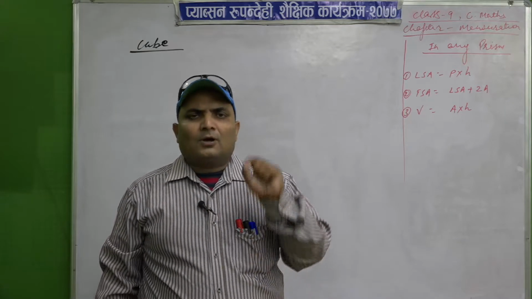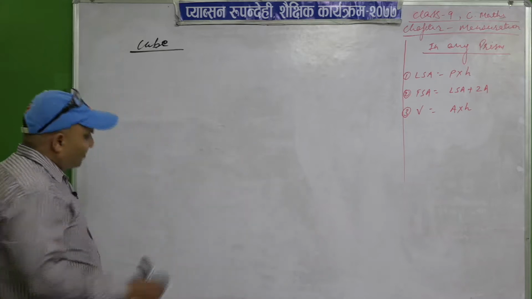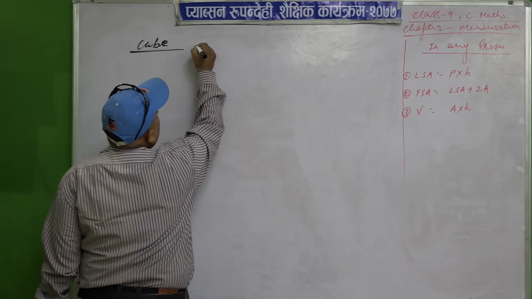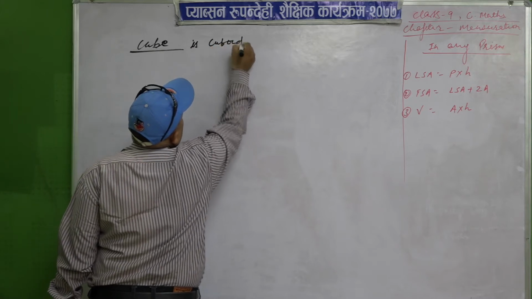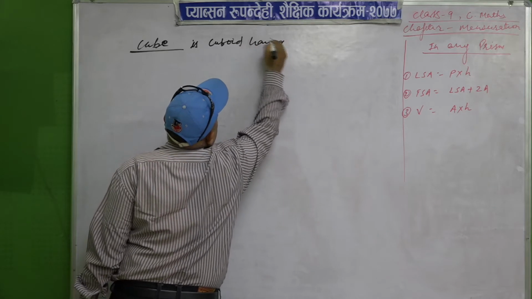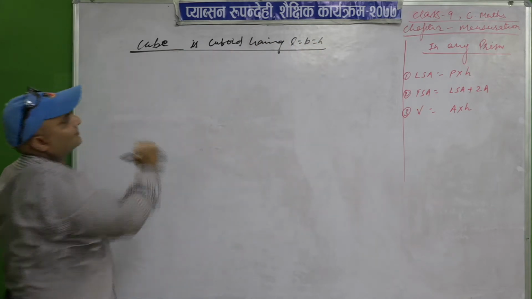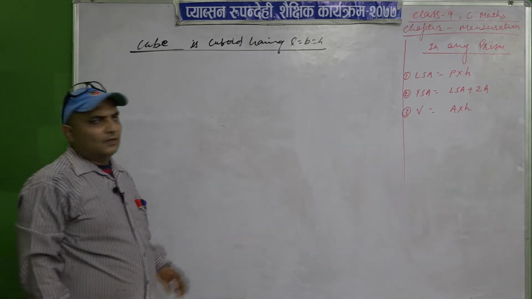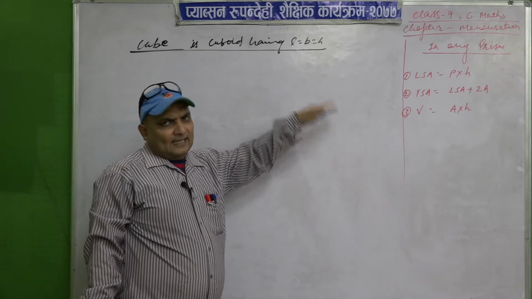But in a cube, length, breadth and height are equal. So what is a cube? A cube is a cuboid having length equal to breadth equal to height. This is the simple definition of a cube. A cube is a cuboid having length, breadth and height equal.